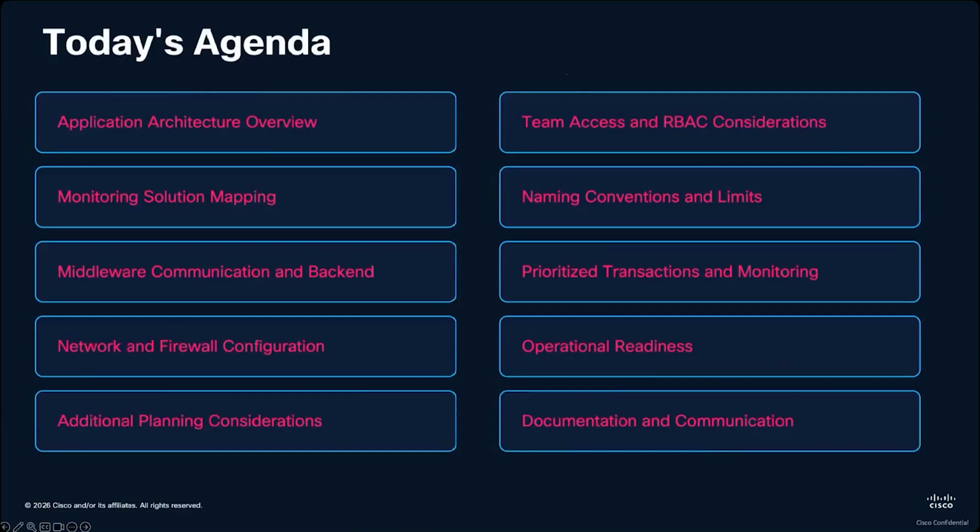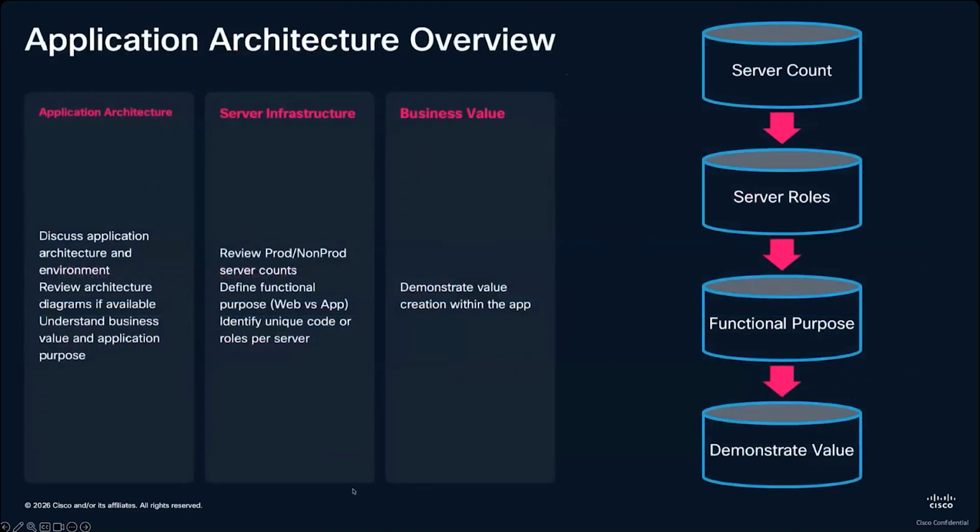Here's the agenda for today. We're going to start with some planning considerations, including understanding your application architecture and monitoring needs. We're also going to cover team access and some best practices on naming conventions. The actual agent deployment will be covered in a follow-up session. So you can see solution mapping. We'll talk about middleware communication, some network firewall considerations, and then of course, operational readiness at the end. All right. Understanding your application architecture is critical.